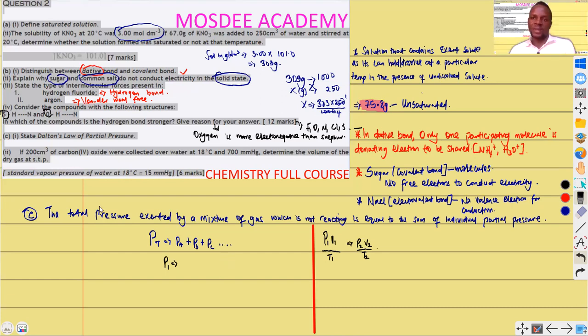So with that, we can get the partial pressure of the gas by subtracting the saturated vapor pressure, which was given as 15, from the total pressure, 700.